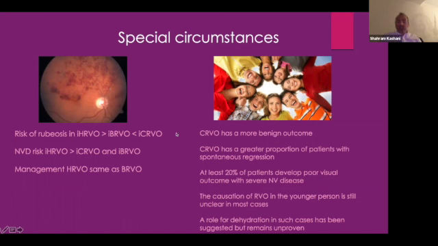So special circumstances, I would say that at least 20% of patients develop poor visual outcome with severe neovascular disease, but that goes without saying. Causation of retinal vein occlusion in younger patients is unclear in most cases.